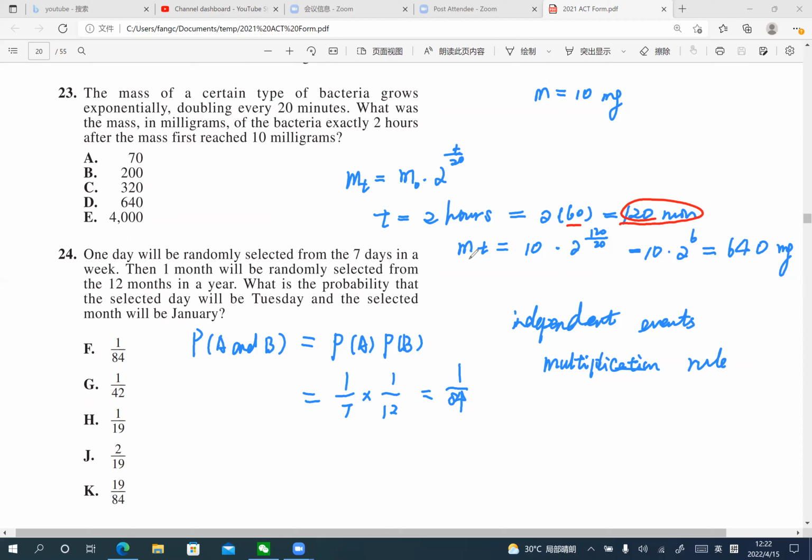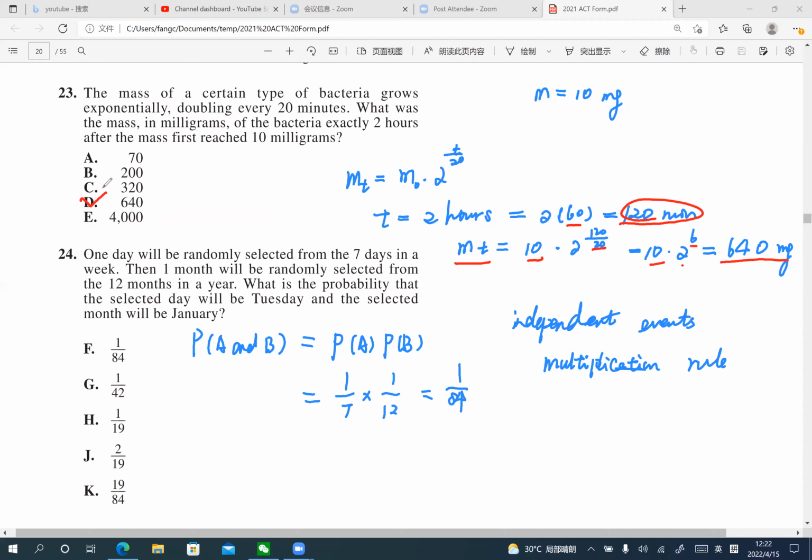After we plug in all the given information, m sub t should be equal to 10 milligrams times 2 to the power of 120 divided by 20. So equals 10 times 2 to the power of 6, which is equal to 640 milligrams. So question 23, we should choose option D.